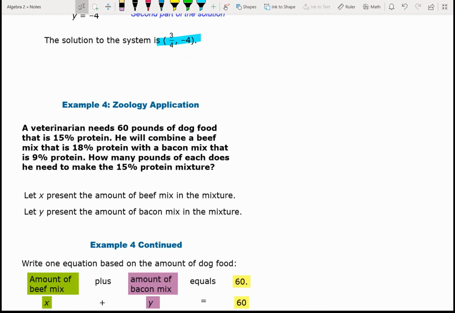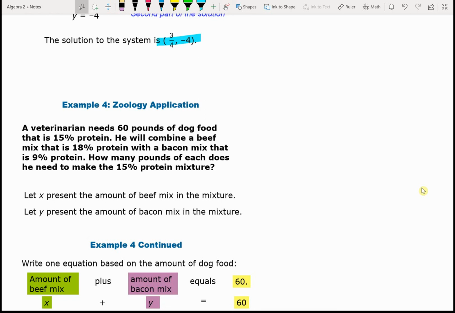So elimination is, I'd say, the easiest here. So let's look at this here. These are the problems that we're going to be doing a lot of. A veterinarian needs 60 pounds of dog food that is 15% protein. He'll combine a beef mix that is 18% protein with a bacon mix that is 9% protein. How many pounds of each does he need to make the 15% protein mixture?